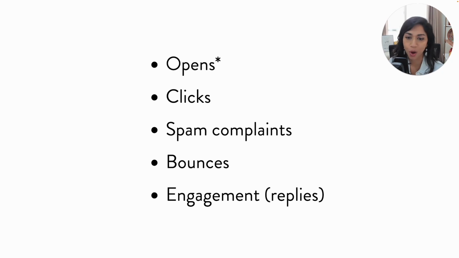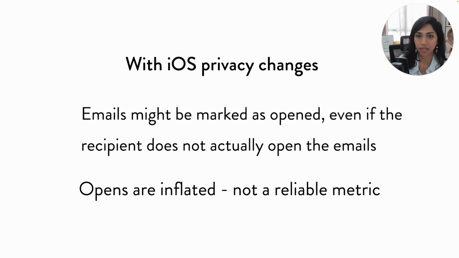Now, why is there an asterisk on opens? That is because with iOS 15, the privacy changes, opens are no longer a reliable metric. A lot of us might be seeing an inflated open rate. I know that's true for me. If you take a look at your email stats, there might be an inflated open rate. Emails might be marked as open even if the recipient does not actually open them, so this does not make it a reliable metric anymore. You can't view a 40% open rate and say, that's a very good email, 40% opened it, because it's not a reliable number anymore.